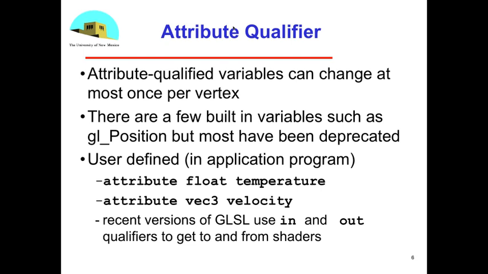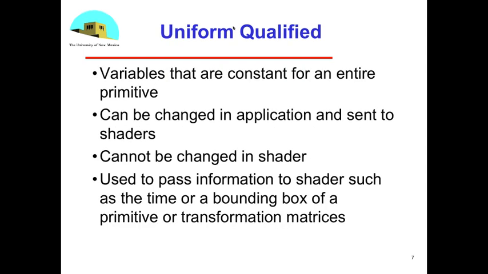So instead of saying attribute float temperature, we would say in float temperature, which would say that's coming in from whatever application set off that vertex shader. And likewise, if we were sending something off to the fragment shader from the vertex shader, that would be an out qualified variable, which makes things, I think, a lot more clear. But in GLSL right now, we have attribute qualified and the other qualifiers we'll see in a few minutes.